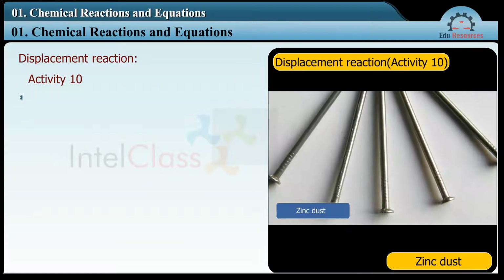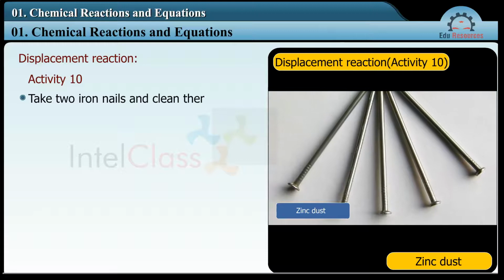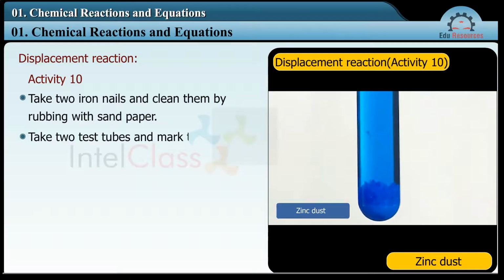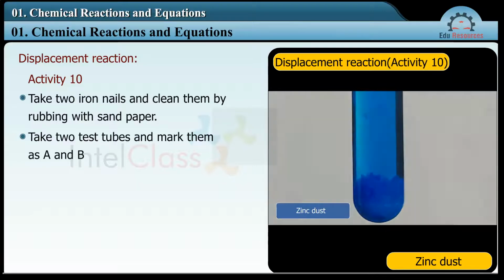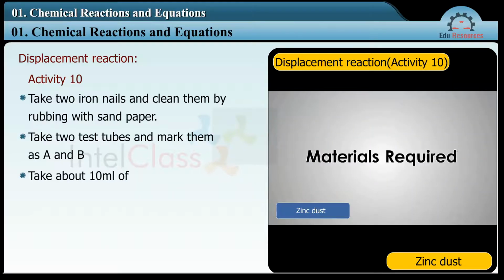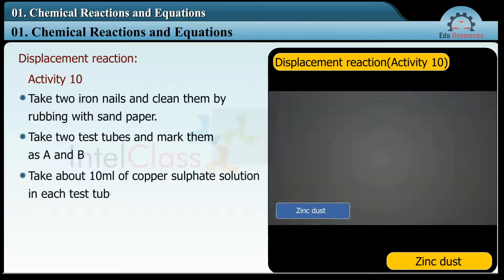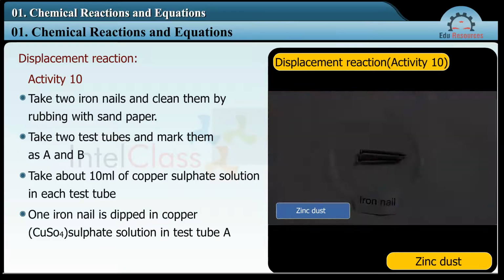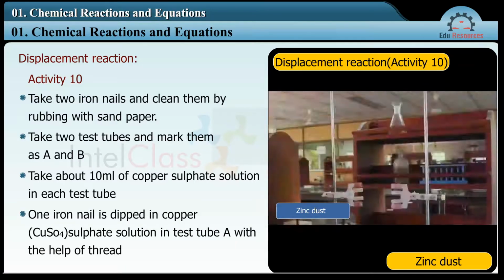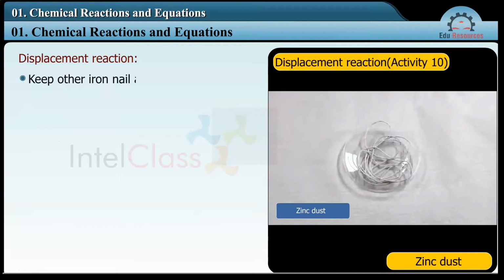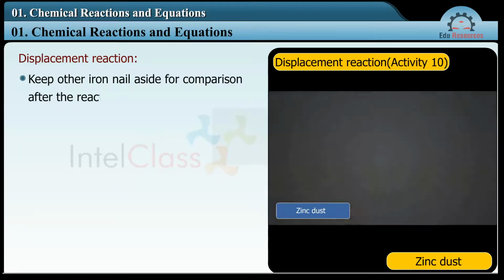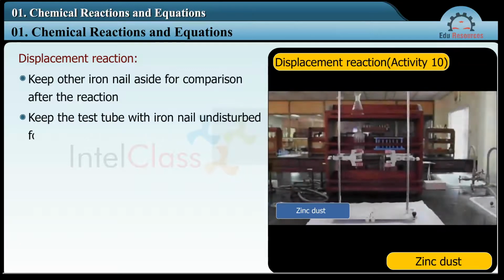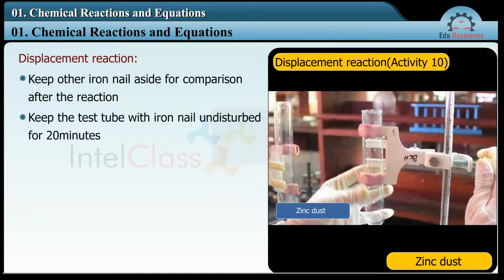Activity 10. Take 2 iron nails and clean them by rubbing with sandpaper. Take 2 test tubes and mark them as A and B. Take about 10 ml of copper sulfate solution in each test tube. Tie 1 iron nail with a thread and dip it in the copper sulfate solution in test tube A. Keep the other iron nail aside for comparison after the reaction. Keep the test tube with the iron nail undisturbed for 20 minutes.